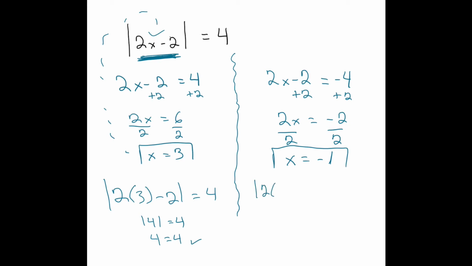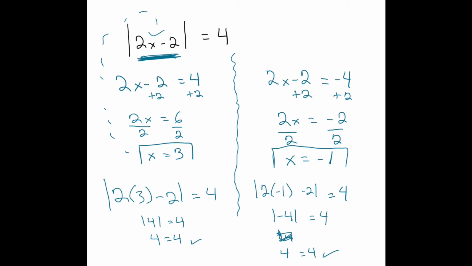2x, here our x is equal to negative 1, minus 2 is equal to 4. So here our 2 times negative 1 is equal to negative 2, and negative 2 minus 2 is going to give us negative 4. So the absolute value of negative 4 is equal to 4. 4 is equal to 4. Check. Okay. So does that make sense?